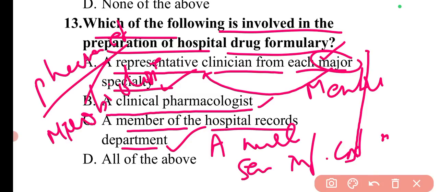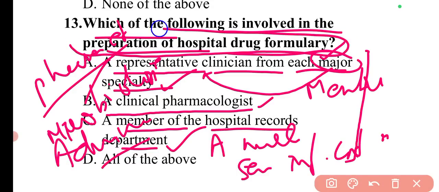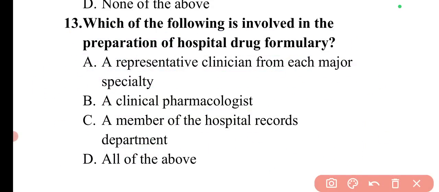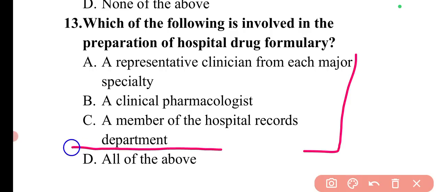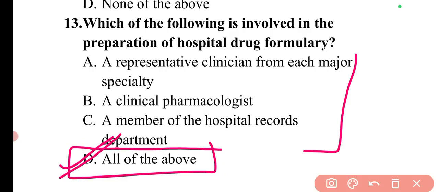Then there can be an administrator who is representing the hospital administration and finance department. So these different members are involved in the preparation of hospital drug formulary. So here all these members are included. So here option D, all of the above will be the correct answer.